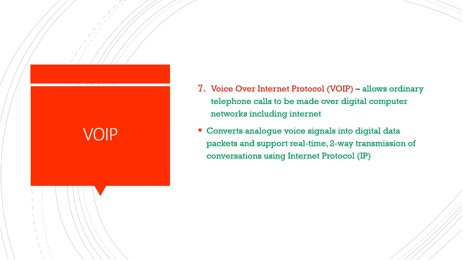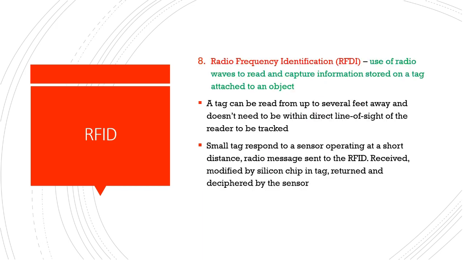The penultimate one is VoIP, or Voice over Internet Protocol, which allows ordinary telephone calls to be made over digital computer networks, including the internet. It will convert analog voice signals into digital data packets and support real-time two-way transmission of conversations using Internet Protocol, or IP. The final one you need to know is Radio Frequency Identification, or RFID.